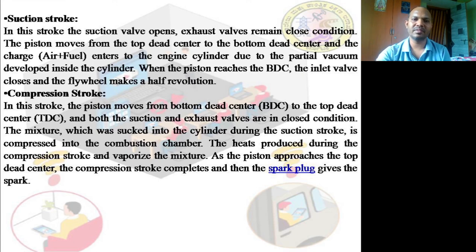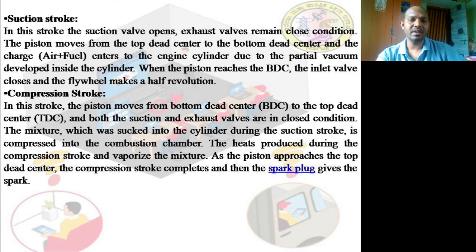In this stroke, the suction valve opens and the exhaust valve remains closed. The piston moves from top dead center to the bottom dead center, that is from the TDC to the BDC, and then the charge, that is the air plus fuel, enters the engine cylinder due to the partial vacuum developed inside the cylinder. When the piston reaches BDC, the inlet valve closes and the flywheel makes a half revolution. Flywheel, or you can say it is the same thing as we just explained to you.